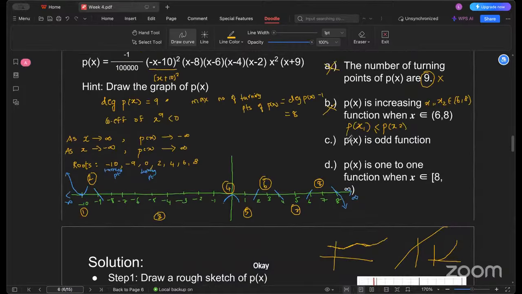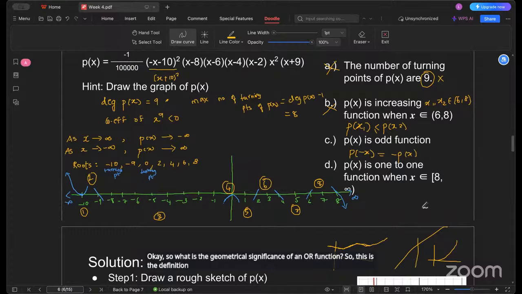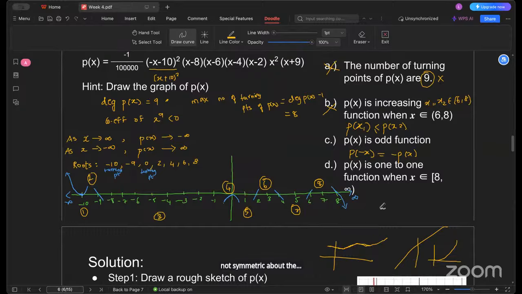Okay. Fine. So what is an odd function? How many of you can tell the definition of an odd function? What is an odd function? f of minus x is equal to minus f of x. Okay. So this is the definition. What is the geometrical significance of an odd function? Not symmetric about the axis. It is symmetric about? Not symmetric.